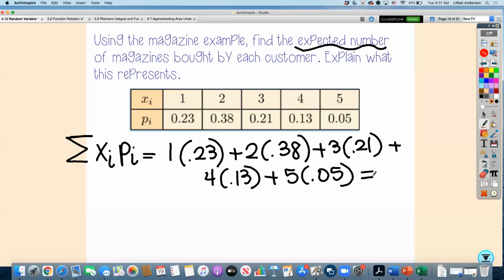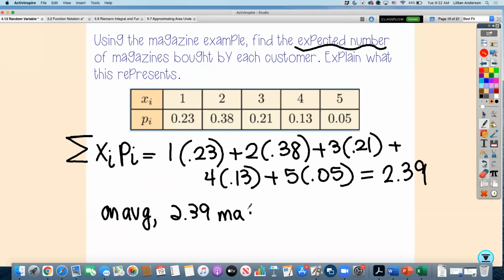So my answer here is going to be 2.39. I'm not going to round that to say, oh, well, that's about 2 magazines, because the question didn't ask me to round in any particular way. This is expected number. So what does this mean? What does this represent? That on average, 2.39 magazines are purchased.